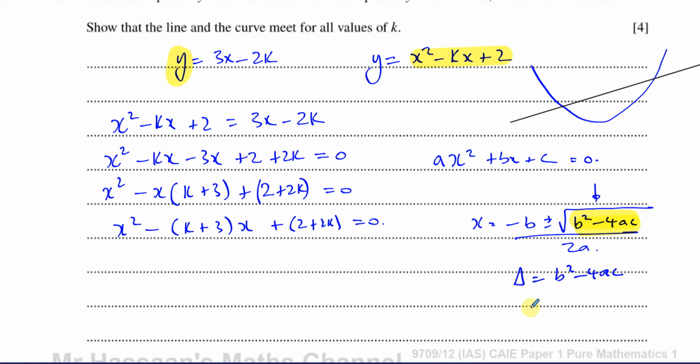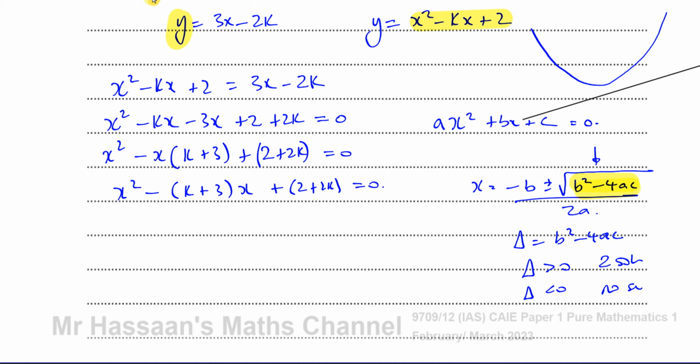That means the discriminant. If the discriminant is greater than 0, you have two real solutions. If the discriminant is less than 0, there are no solutions. So the first case, when the discriminant is greater than 0, is like this. In the second case, where it's like this, it misses completely, so there are no solutions. The third case would be when the discriminant is equal to 0.